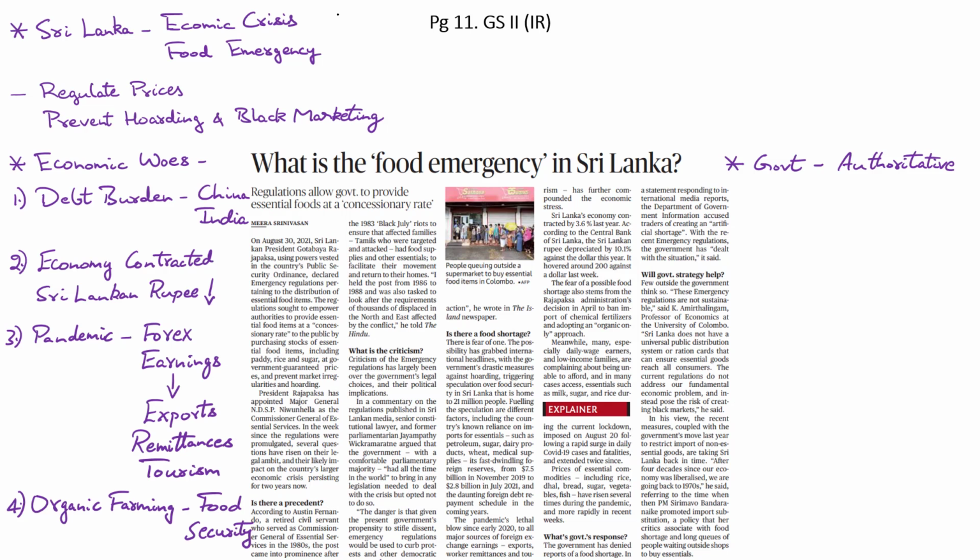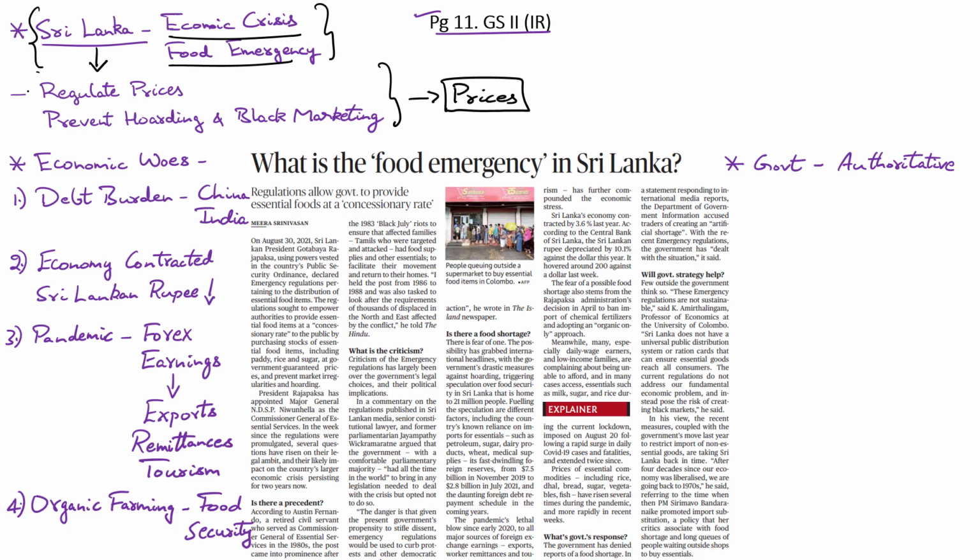Next, we have an important article on page number 11 that helps us understand the grave crisis that Sri Lanka is staring at. As we discussed in a previous class, Sri Lanka is staring at a massive economic crisis and a possible food emergency. So, driven by the deteriorating economic situation and by fears of food insecurity and food shortage, the prices of essential food items have shot up and skyrocketed in Sri Lanka.